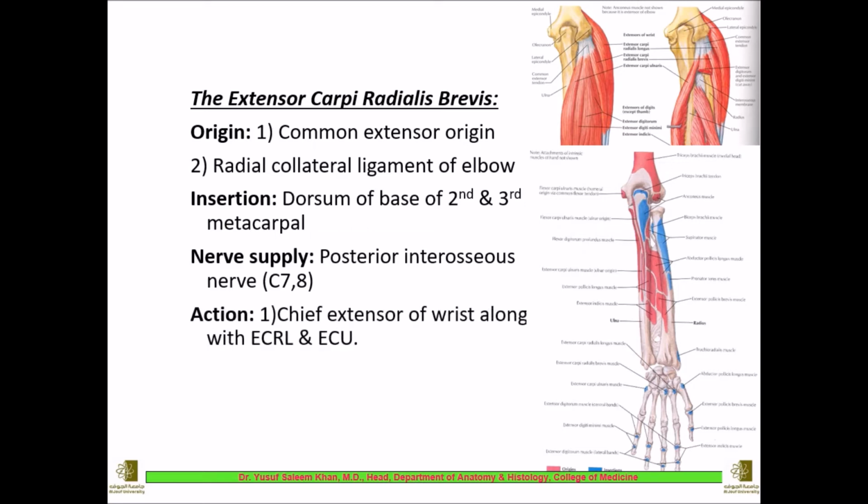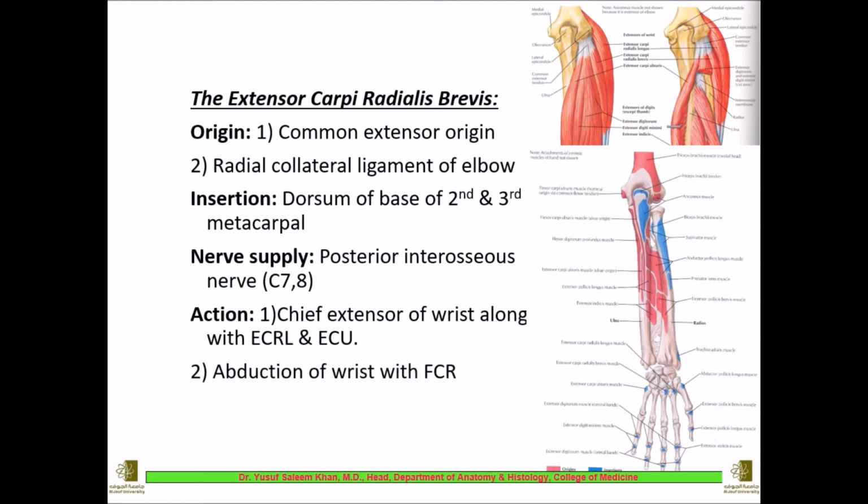This muscle will be a very important extensor of the wrist joint, along with the extensor carpi radialis longus as well as the extensor carpi ulnaris. As I said before, three muscles are the chief extensors of the wrist joint, that is the extensor carpi radialis longus, then extensor carpi radialis brevis as well as the extensor carpi ulnaris.